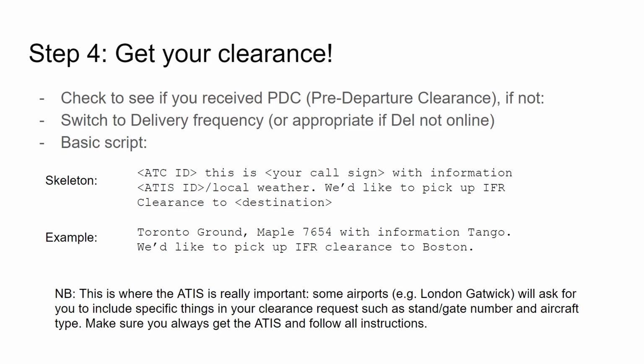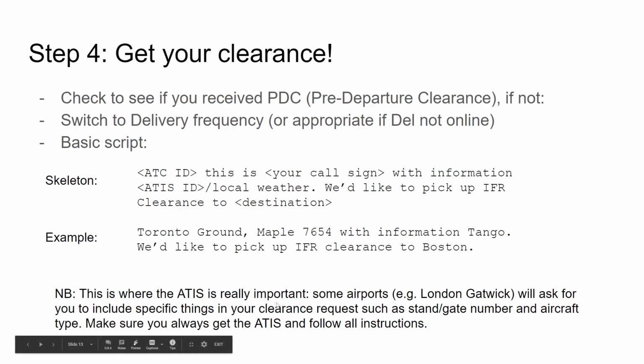You could also say, if you wanted to state that you're intending to ask for clearance but not give them the full information, you could just say, Toronto Ground, Maple 7654 with request, which just lets them know that you want to ask them something, not necessarily for clearance. And then they'll tell you whether they're ready for you or not. But if it's super quiet, or if they're only handling 1 or 2 people, then you can just go ahead and ask for clearance right away.